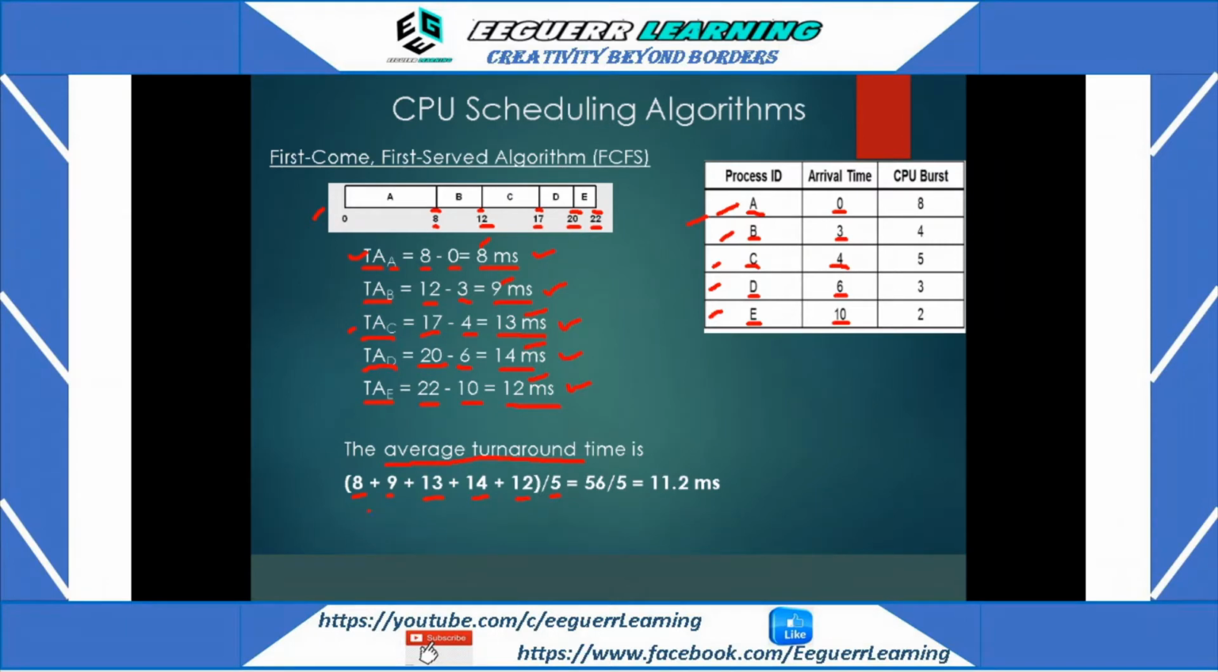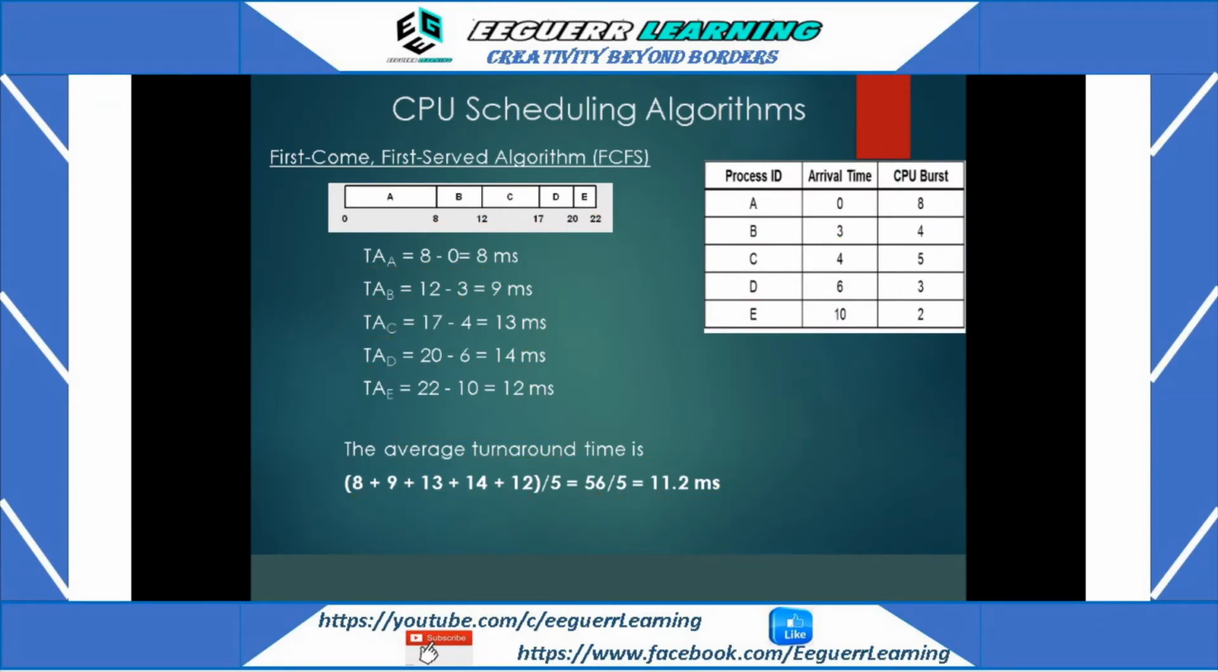Adding all the values here will give us 56. Dividing by 5 will give us the result of 11.2 milliseconds. So the average turnaround time for these 5 processes is 11.2 milliseconds. Okay, so that's how you compute the FCFS turnaround time or the average turnaround time.